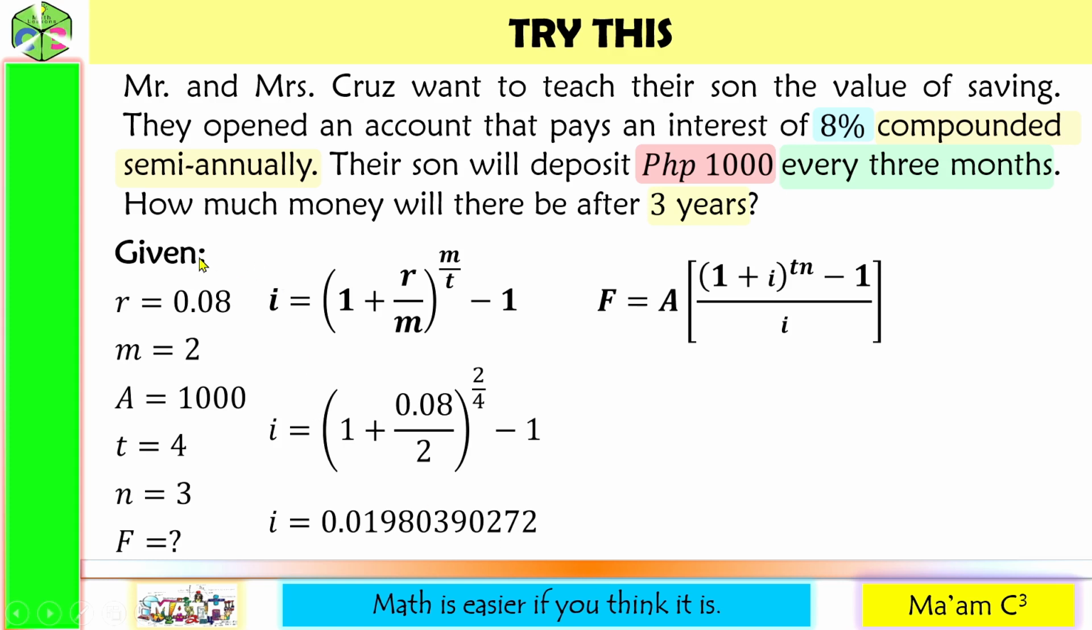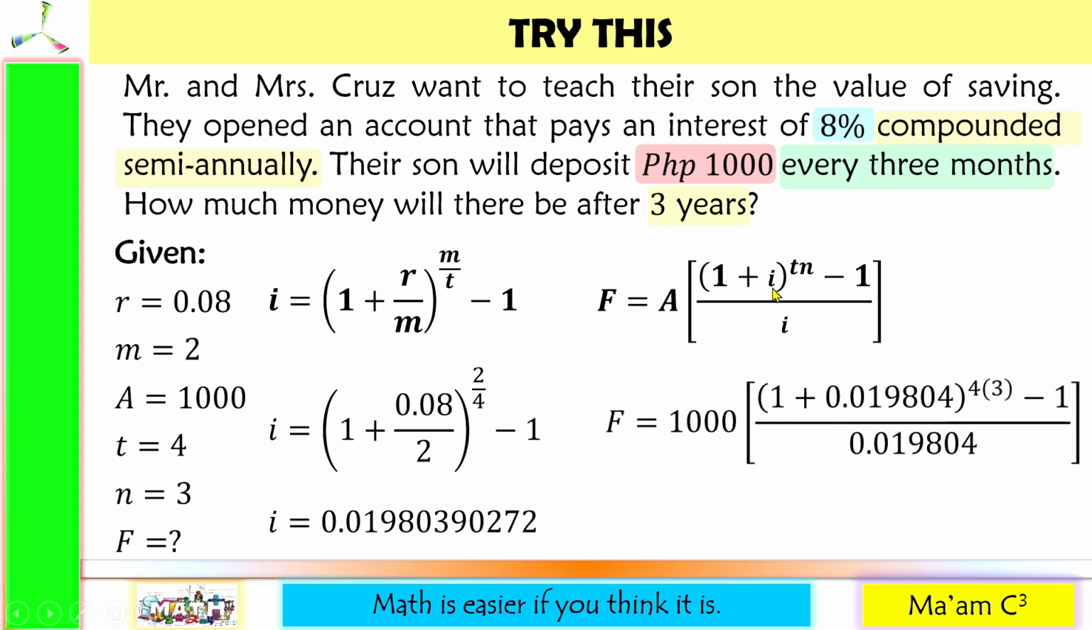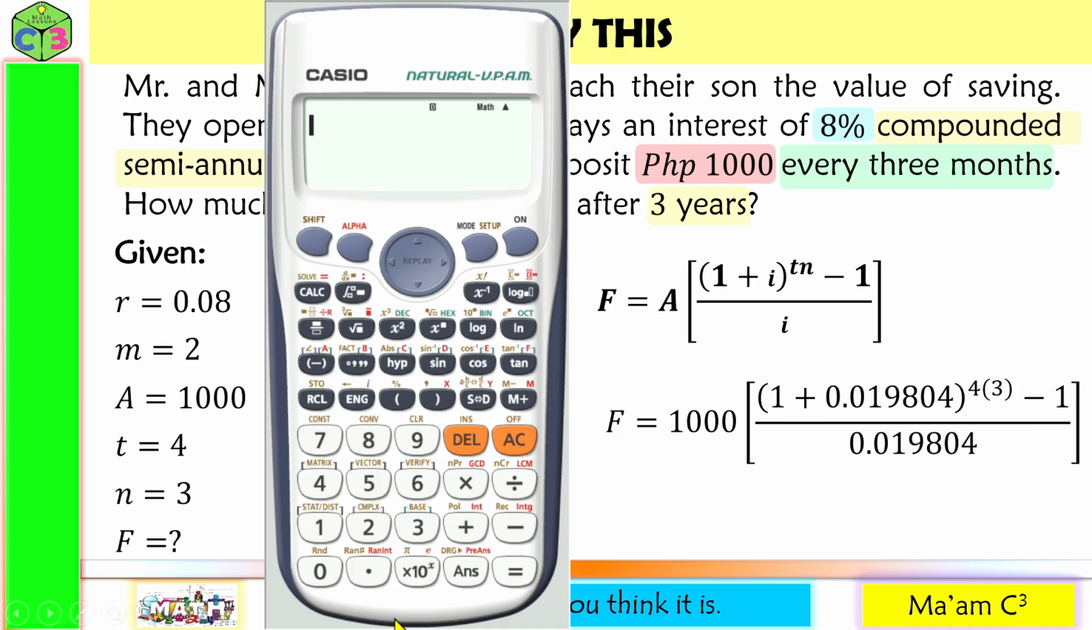Let us substitute our values. Our annuity is 1,000. Our I up to 6 decimal places: 0.019803, rounded off, this will become 0.019804. And then our T is equal to 4 and our N is equal to 3. Minus 1 and then divided by our I again, rounded off to 6 decimal places. Let us calculate this.